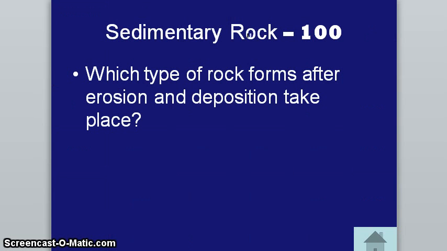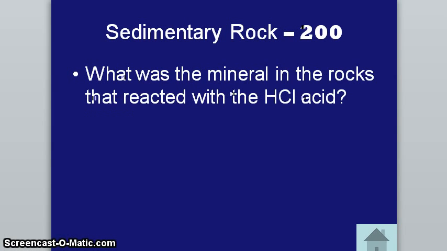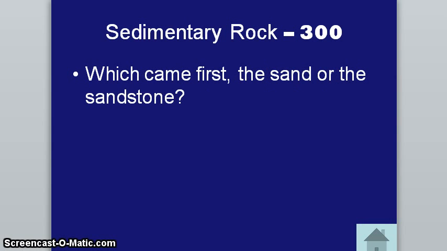Starting off with the first one, in the category of sedimentary rocks: which type of rock forms after erosion and deposition takes place? That is sedimentary rocks. What is the mineral in the rocks that reacted with the HCl, or hydrochloric acid? That's calcite, the mineral that we were looking at in class.